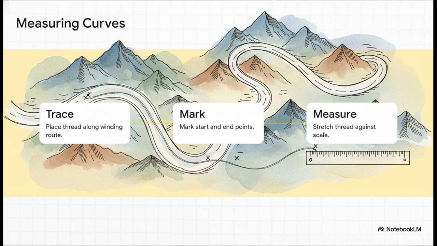You literally just grab a piece of thread. You carefully trace that thread along the curve of the river on your map, following every single bend. You mark your start and end points on the thread, and then you just pull it perfectly straight and measure it against your map's linear scale. It's such a beautifully tactile way to handle complex geography.